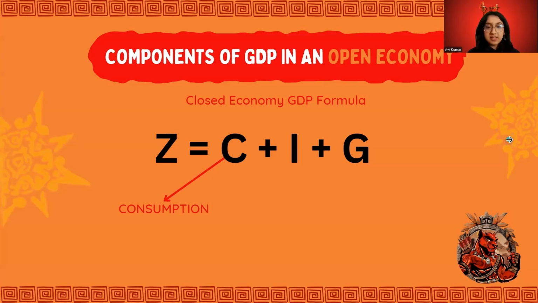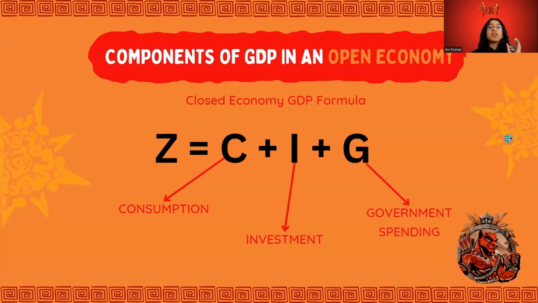C stands for consumption. This is what you, me, and everyone else purchases. Then we have investment. This covers investments in new houses, machines, or factories. Then we have government spending. This includes the federal, state, or local governments buying goods or services.